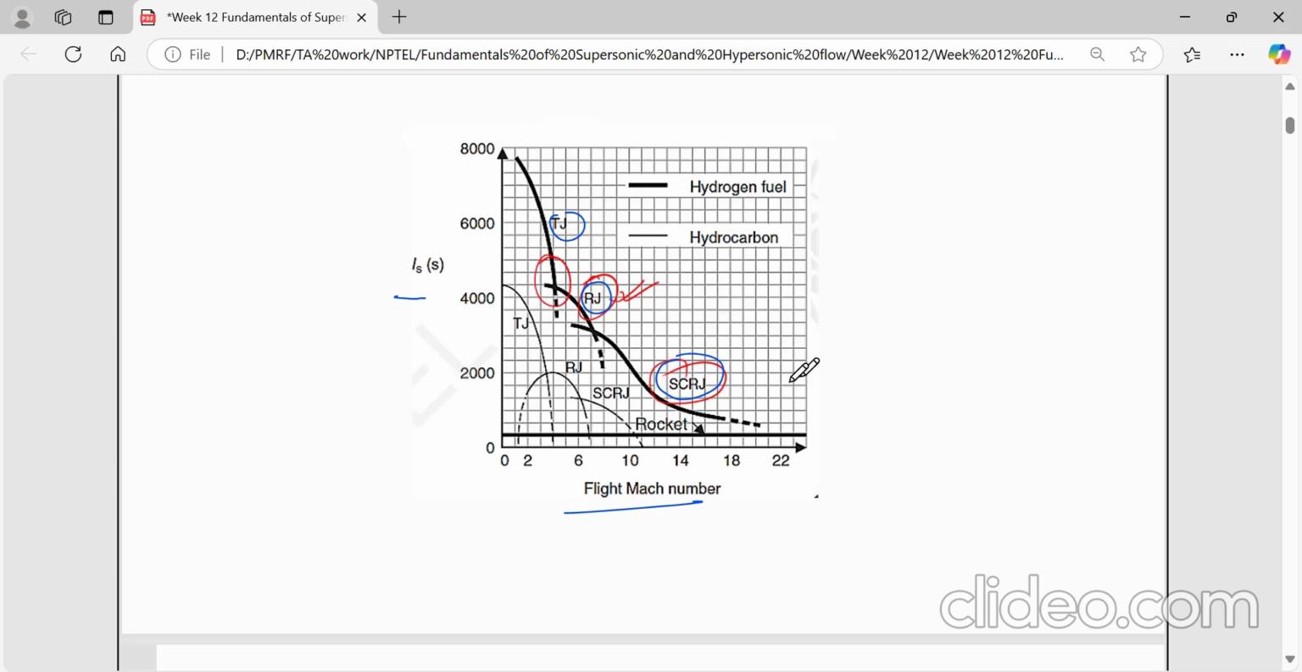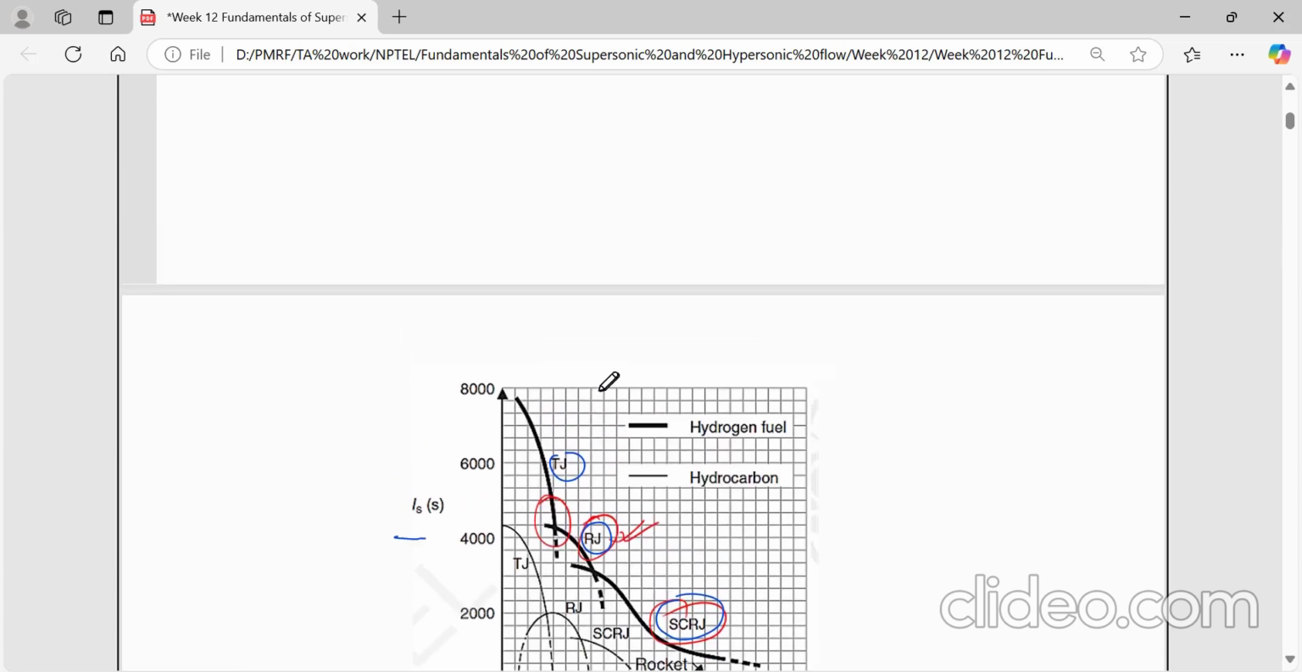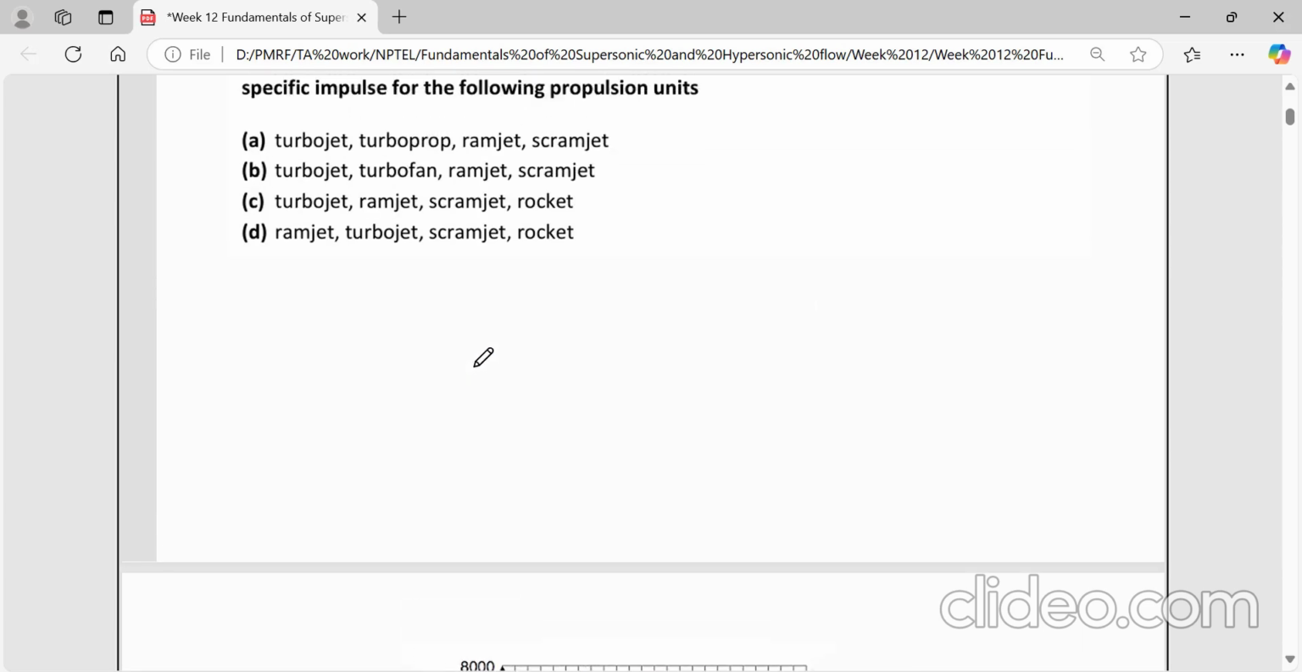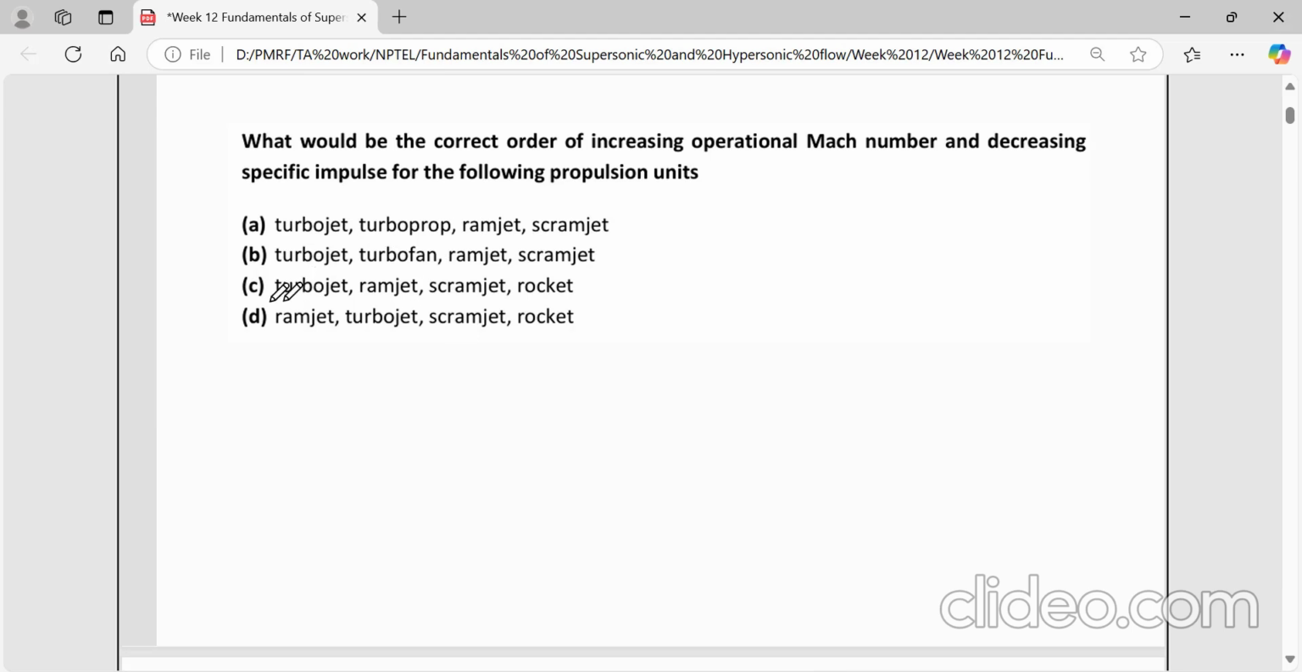The limit of the scramjet is not tested, but it is assumed that till Mach number 15, it will give good specific impulse. After that, due to the high Mach number and chemical reaction, the specific impulse will decrease lower than rocket. So this will be the correct order. First we will use the turbojet, then ramjet, then scramjet, and then rocket engine. So option C is the answer.